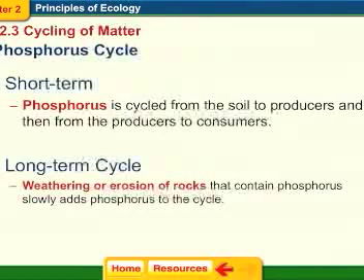It's got a short-term and a long-term aspect of the cycle. Unlike the other cycles, this one does not go through the atmosphere. Phosphorus is not in our atmosphere at all. So that's an interesting piece of this one. Phosphorus is cycled from soil to producers to consumers in the short term. In the long term, it gets bound up in rocks. And so the weathering or erosion of rocks can slowly add the phosphorus back into the short-term cycle, but it gets stuck there for a long time.